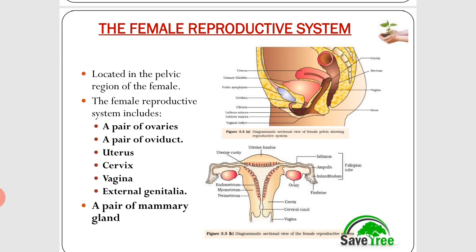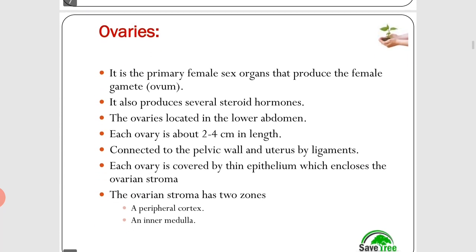All these parts are located in the lower part of the body, and along with the mammary glands, they are integrated structurally as well as functionally to support the process of ovulation, fertilization, pregnancy, birth and child care. Then we will see the parts of the female reproductive system one by one. First of all, we will go to the ovaries.